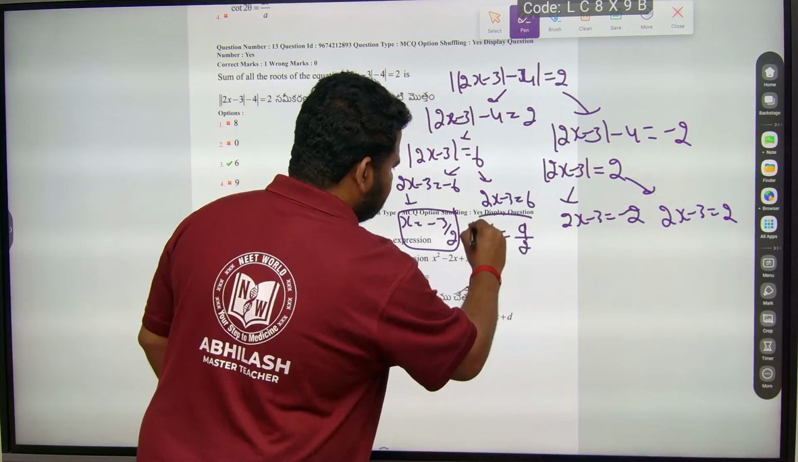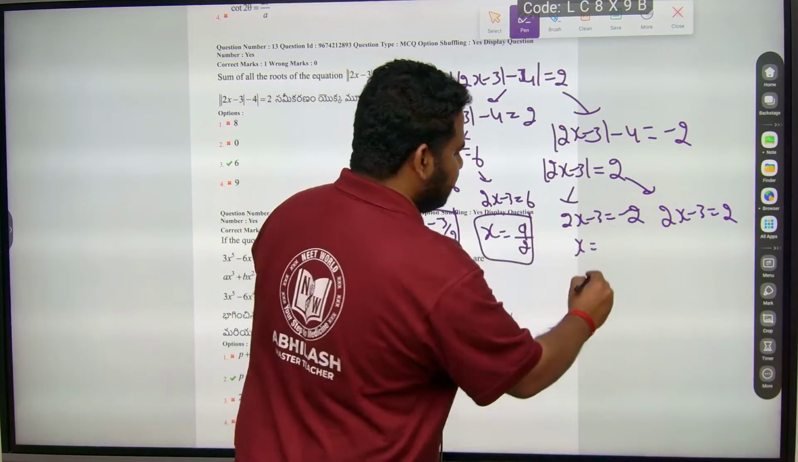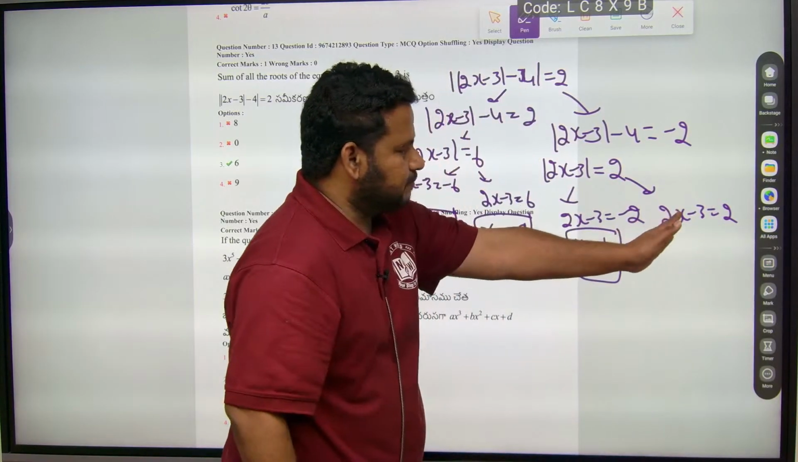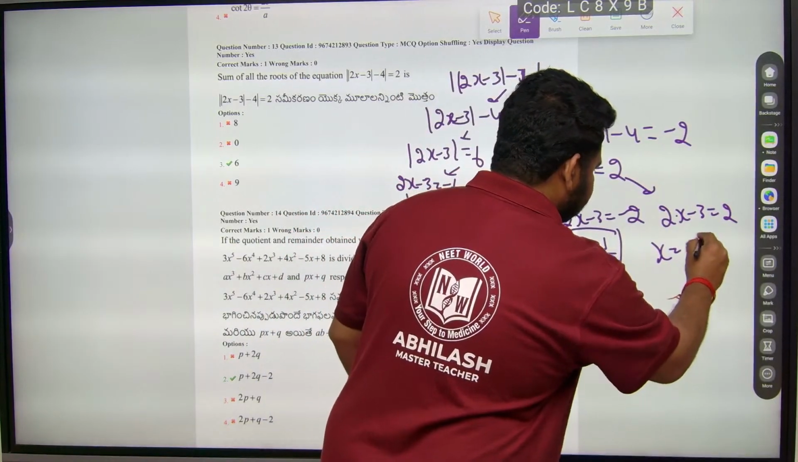Okay, this is one root. Now this will become what? x will be equal to what? Minus 2 plus 3. So x will be equal to 1 by 2. Here what will be the case? Minus 3, if it goes that side, x will be equal to 5 by 2. Okay, x will be equal to 5 by 2.